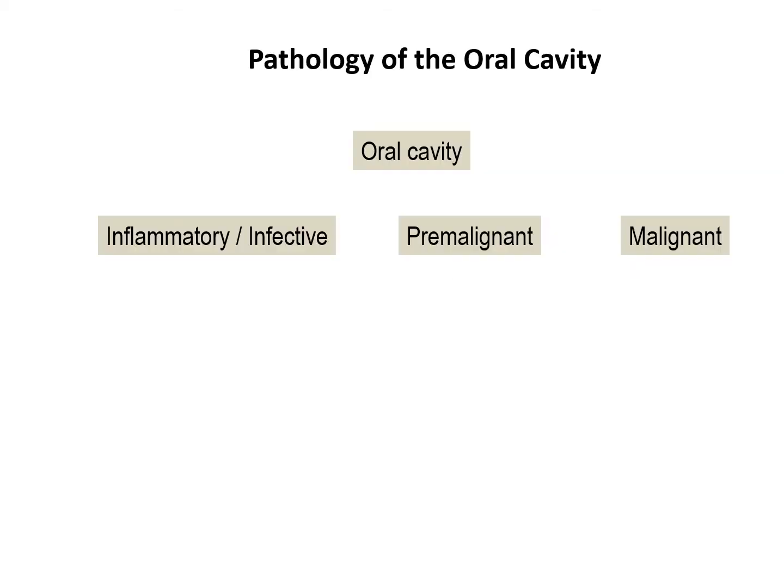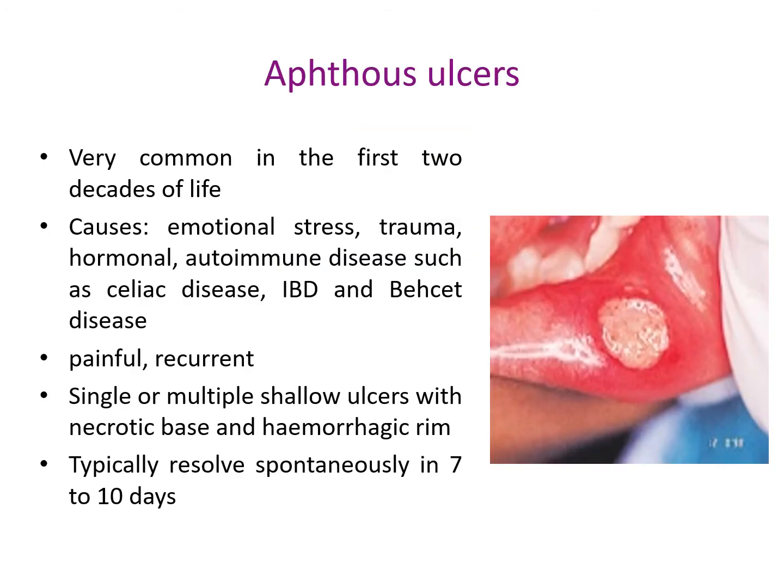The major pathology in the oral cavity that we will look into is inflammatory or infective lesions, premalignant lesions, and malignant neoplasms. A common lesion in the oral cavity is the aphthous ulcer. It's very common in the first 2 decades of life, and it's caused by many factors. For example, emotional stress, trauma, hormonal causes, autoimmune disease such as celiac disease, inflammatory bowel disease, and Behçet's disease. It is painful and often recurrent.